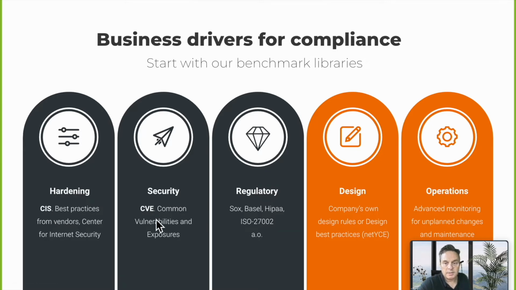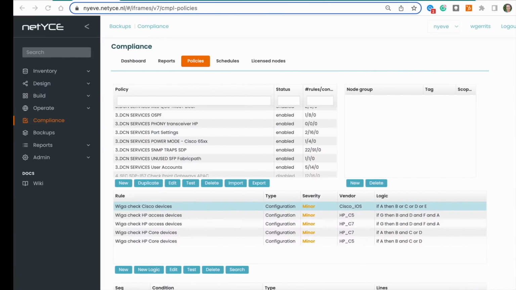Secondly, there are the CVEs, which are also known as the common vulnerabilities and exposures. Also, the vendors will publish these risks that you need to check whether you are liable for in your infrastructure. Then, of course, there are regulatory rules, but also your own company design rules and maybe advanced monitoring checks that you want to validate against. So let's quickly go and take a look at maybe 2 or 3 of them.